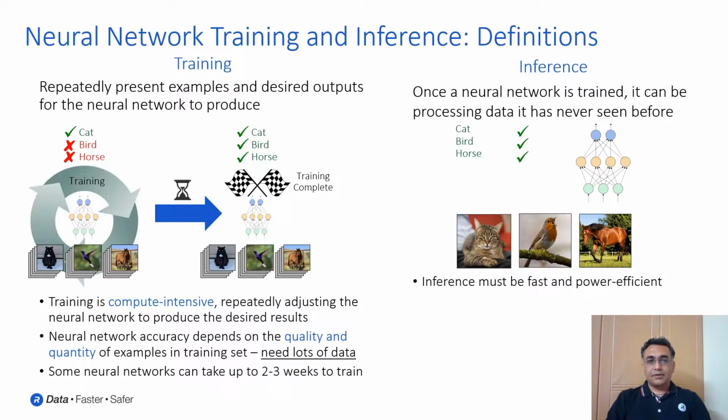Coming to inference. Once the network is trained, it is used to process data which it has never seen before. Inference should be very fast and power efficient.